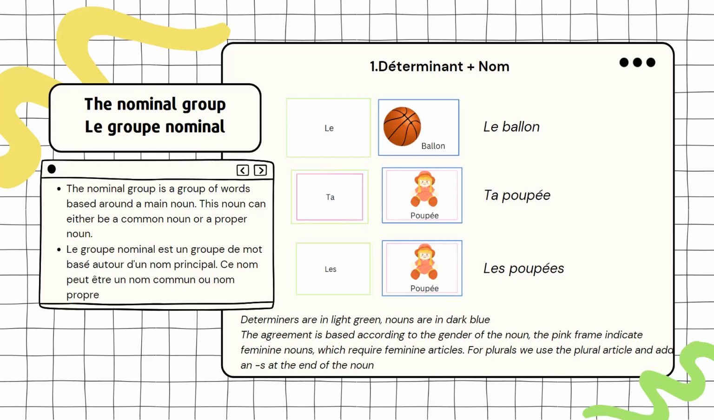What is a nominal group? A nominal group is a group of words based around a main noun. This noun can either be a common noun or a proper noun. Common noun is everyday things and specific things. A proper noun is something that is unique. For example, the Atlantic Ocean, France, Victor Hugo, etc. Those are proper nouns.